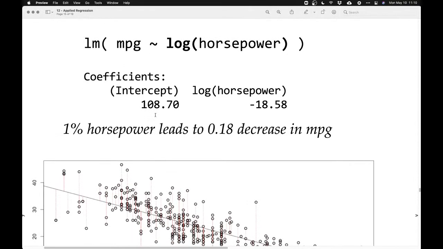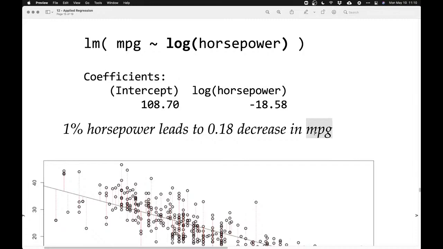So here, when I do miles per gallon regressed over the log of horsepower, the coefficient is this one. And the way you interpret this coefficient, minus 18, is that a 1% change in horsepower leads to this divided by 100, 0.18 decrease, because it's negative, in miles per gallon. This is actually kind of interpretable to people. A 1% change in horsepower leads to this much drop in miles per gallon.